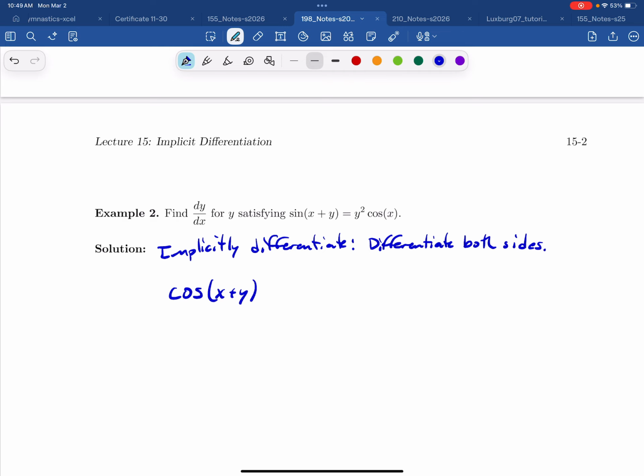Now, we're going to treat y as a function of x. So the derivative of x with respect to x is 1. The derivative of y with respect to x is not 1, it's not 0, it is dy over dx. So whenever I ask you to differentiate y, you write dy over dx. So now, y squared, again, that's just some function of x. So we're going to take its derivative.